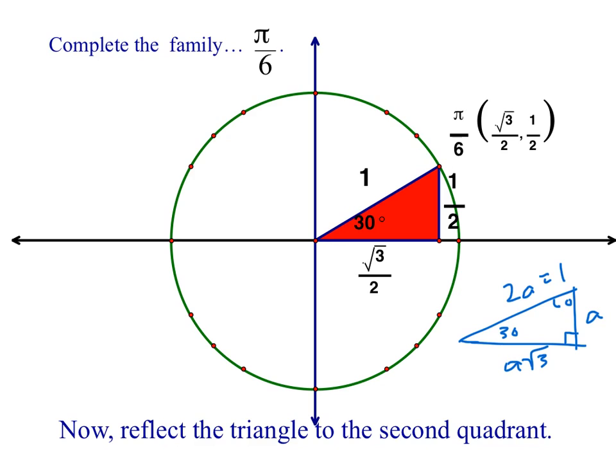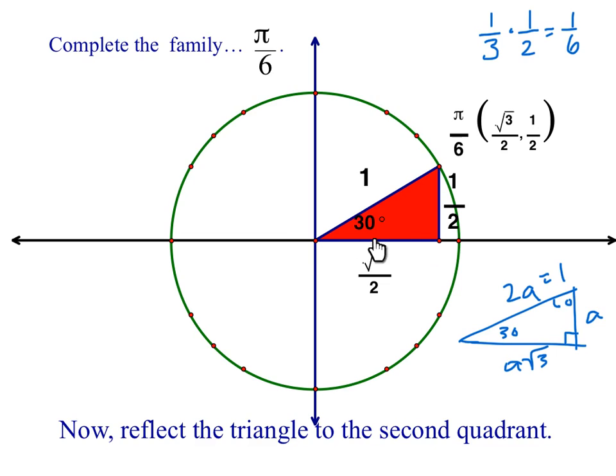So if 2A equals 1, then A has to equal 1/2. If A is 1/2 and we multiply by the square root of 3, we get square root of 3 over 2. This angle is 30 degrees. 30 degrees is 1/3 of the way from 0 to 90. And if 0 to 90 is pi over 2, it's 1/3 of that, which is a sixth. 1/3 of 1/2 is 1/6. So pi over 6. 30 degrees and pi over 6.